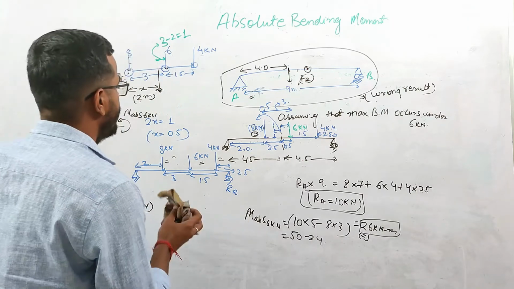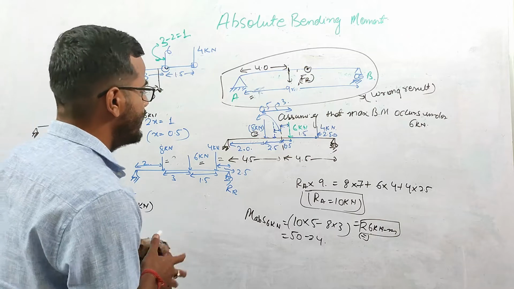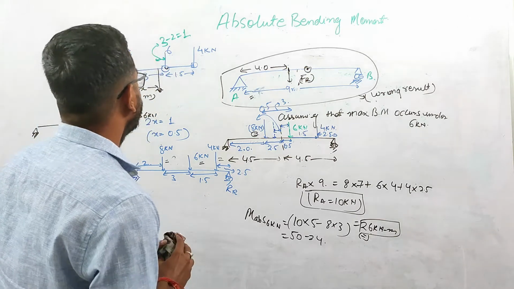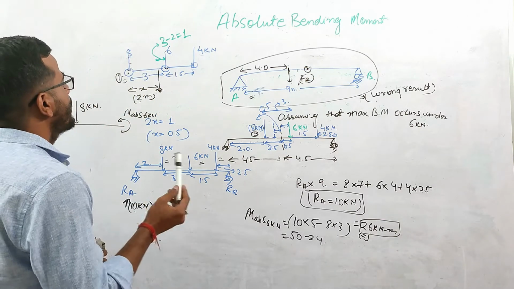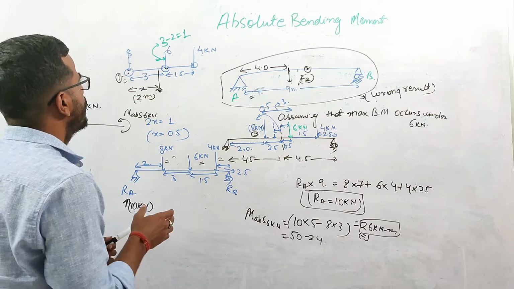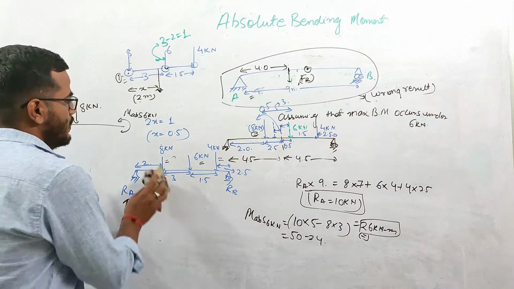So now the maximum moment under the 6 kilonewton load is 26 kilonewton meter. Now we'll calculate the maximum bending moment under the 8 kilonewton load. Why? Because the 8 kilonewton load is the heavy load, so we want to check it.